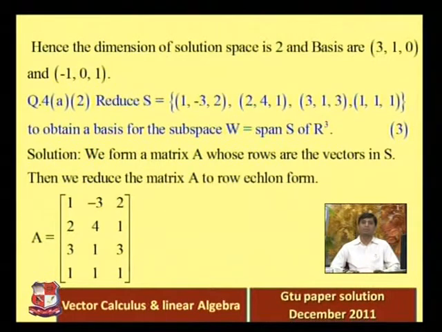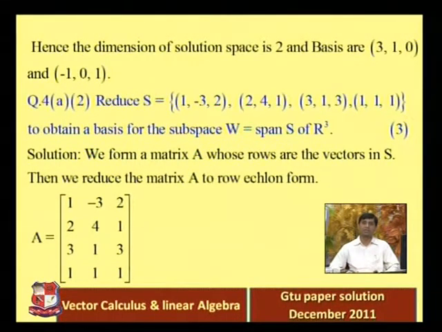So we make one matrix A from these four vectors. The first row is from the first vector: 1, -3, 2. The second row is from the second vector: 2, 4, 1. The third and fourth rows come from the third and fourth vectors: 3, 1, 3 and 1, 1, 1. Now we are trying to convert this matrix into row echelon form.